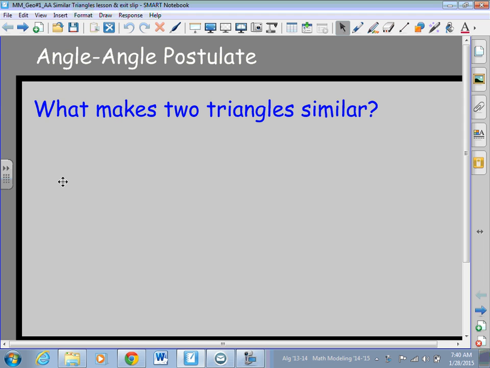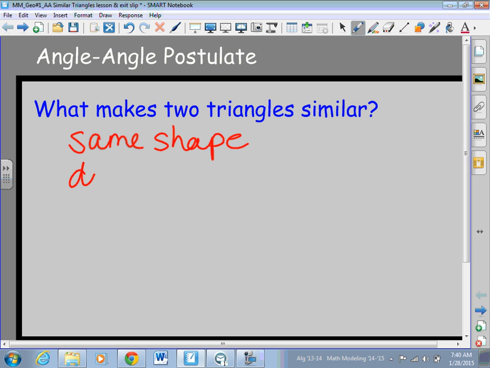Okay, so hopefully you came up with that similar triangles would have the same shape, but they are different sizes. So two triangles that are similar have the same shape but different sizes. That's the basic definition. Do you guys know anything else about similar triangles?